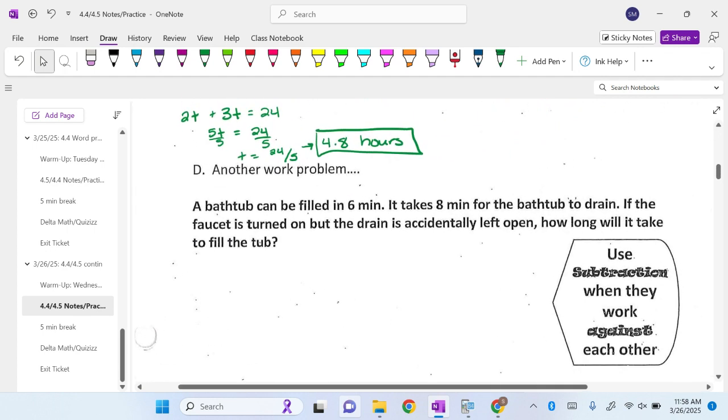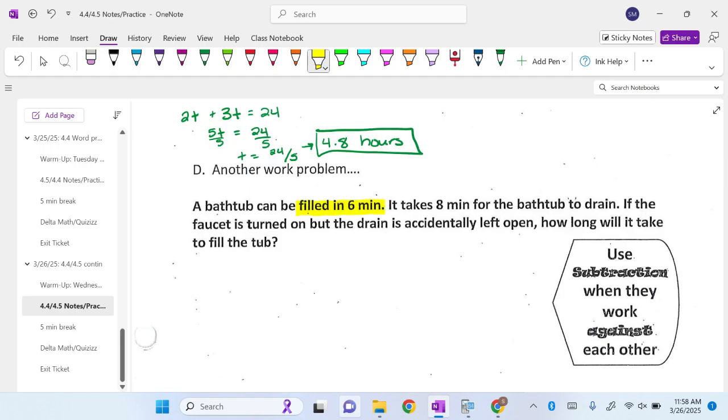So, a bathtub can be filled in 6 minutes. It takes 8 minutes for the bathtub to drain. If the faucet is turned on, but the drain is accidentally left open, how long will it take to fill the tub?